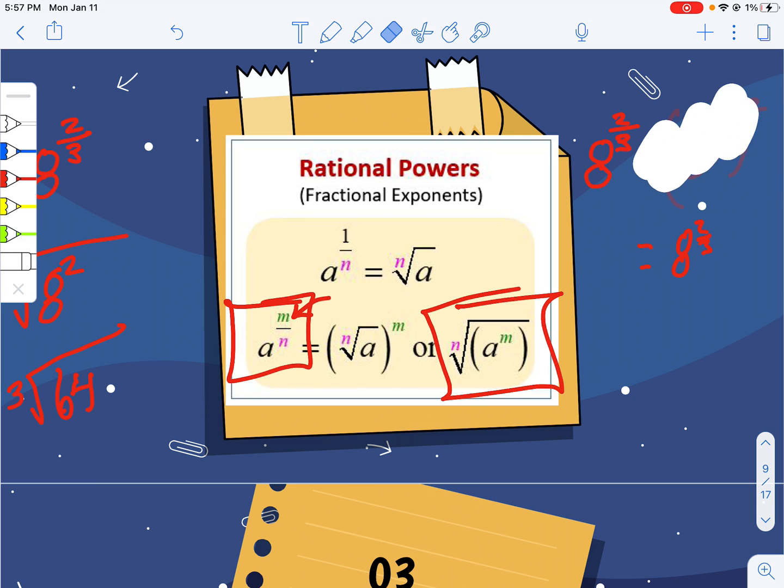So as you can see, I've written a couple examples up here. If we have something like 8 to the 2/3, we could rewrite that as the cubed root of 8 squared. That's how we could rewrite that. On the other hand, if we had the cubed root, let's say of 4 to the 5th, we could rewrite that and bring this 3 underneath the 5, and it would be 4 to the 5/3. So that's a quick couple of examples of how we can rewrite these.